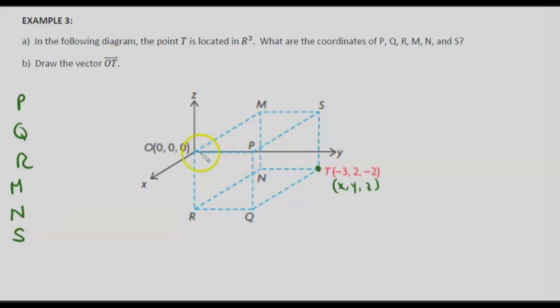So P is going in the Y direction, so parallel to this Y axis. For P, I'll draw that better. We're only going to consider this Y coordinate, which is 2. So we have 0, 2, 0. For Q, we go in the Y direction and then we go down. So we go in the Z direction. So 0 for the X, and then we have 2, -2.